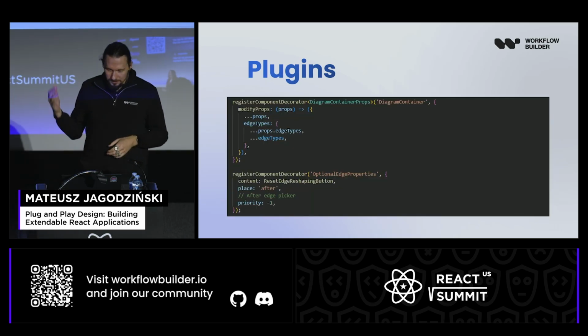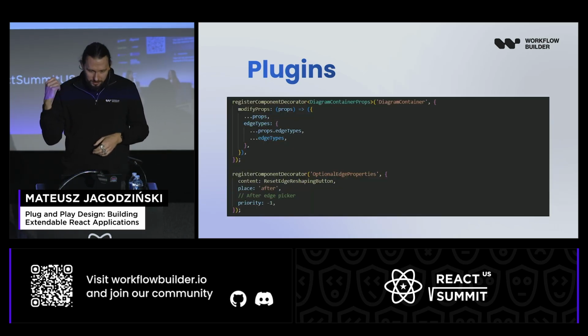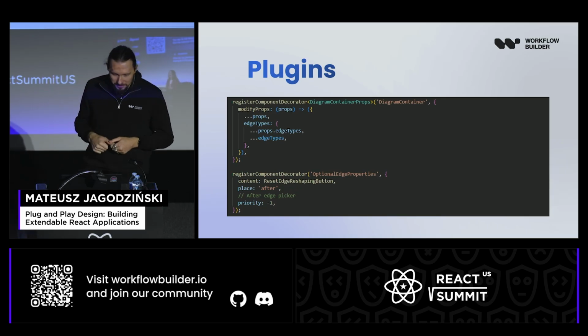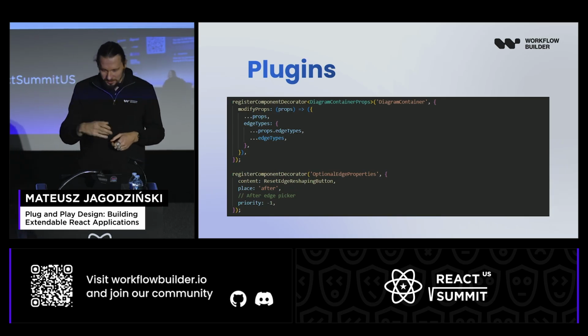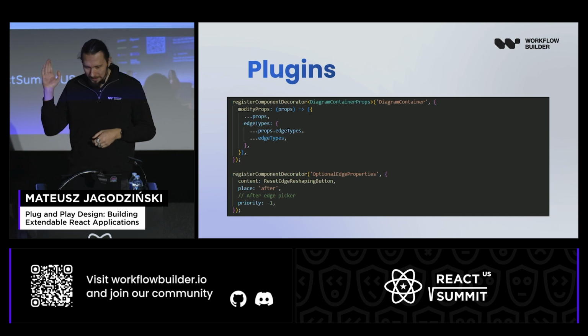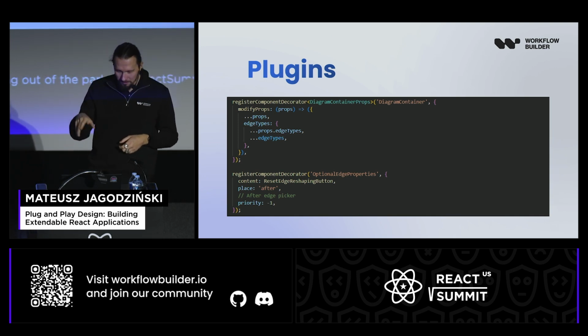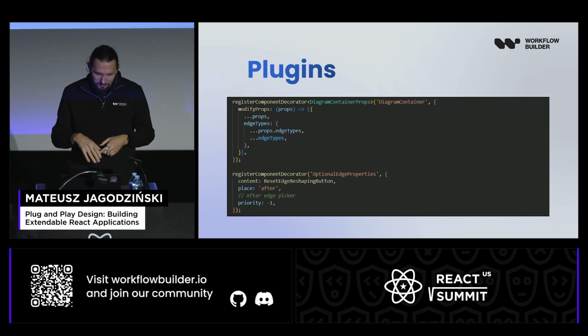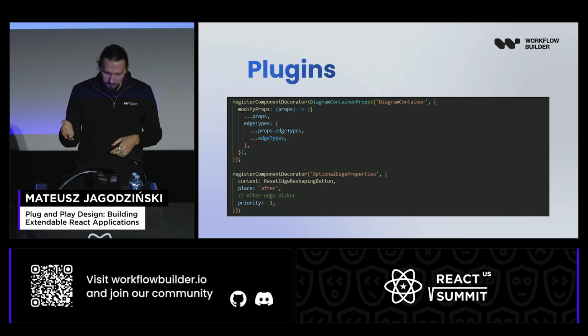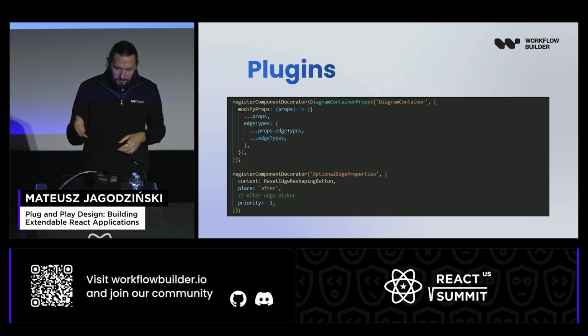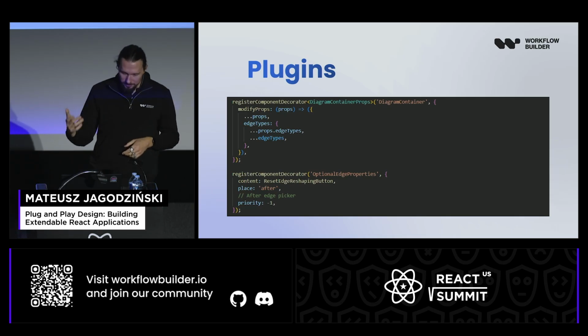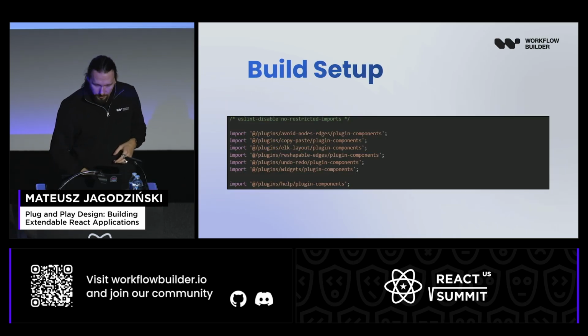And on the plugin side, the actual piece we are using is those register component decorators that we defined earlier, by basically telling, okay, for this specific component, here in this example diagram, we modified props by some function, or maybe we modify some, below with this edge properties, we, for example, add an additional component after the component.